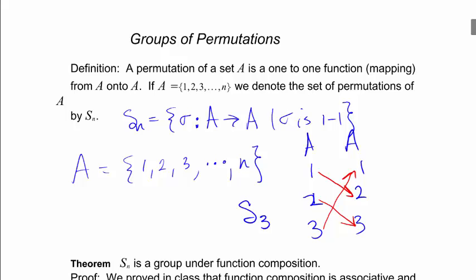So Sn we're going to show is a group under function composition. And by the way, let's take that red mapping there, and let me show you a way that we often write this. Sigma was the name of the map, and I write 1, 2, 3 up here, and then I write the image of 1 underneath it. So 1 went to 2, 2 was mapped to 3, and 3 was mapped to 1. So this is a way to write that mapping.